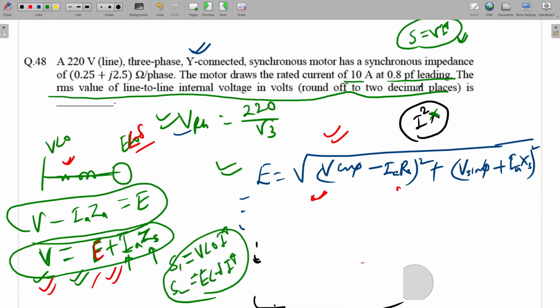So in this question, we can calculate the EMF by this formula. Here we will put V phase. So what we will calculate is E phase. It will give E phase.